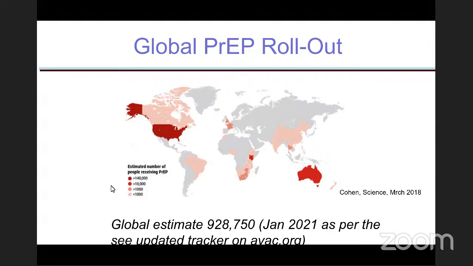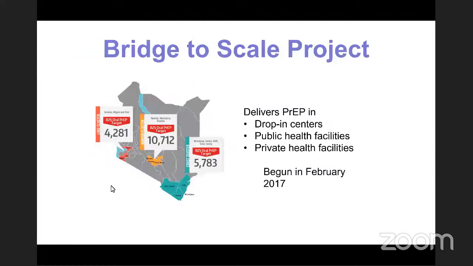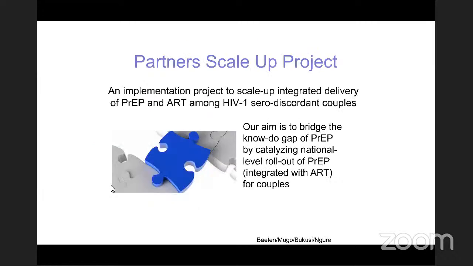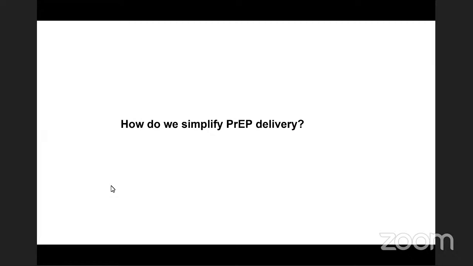Share is when an intervention is found to work. Many projects are supporting the Ministry of Health in the implementation of PrEP, and some of them are these. One of them is the case by Jhpiego. It's putting a lot of people on PrEP, close to more than 20,000. And there's another one, a partner scale-up project, which I was also involved in, and it ended up putting over 8,000 couples on oral pre-exposure prophylaxis.